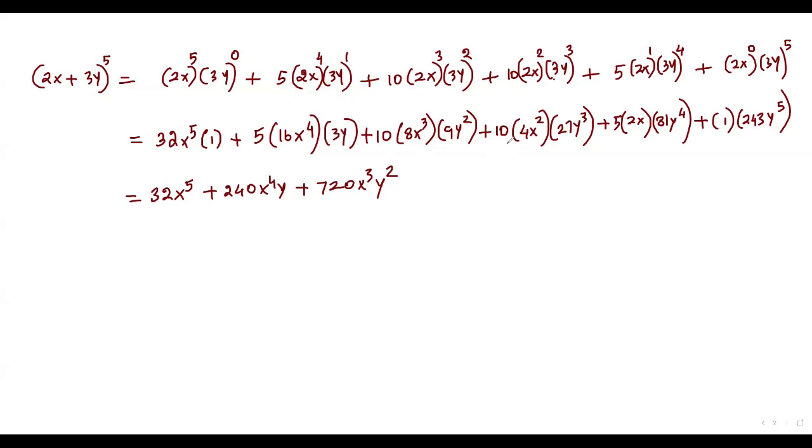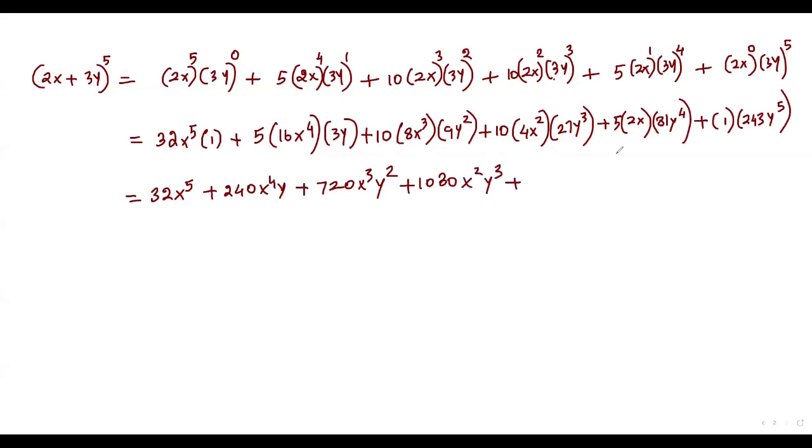Now let's multiply 10, 4 and 27. 10 times 4 is 40. Now I have to multiply 40 by 27. I'm getting 1080x squared y cubed. Let me write that down over here.